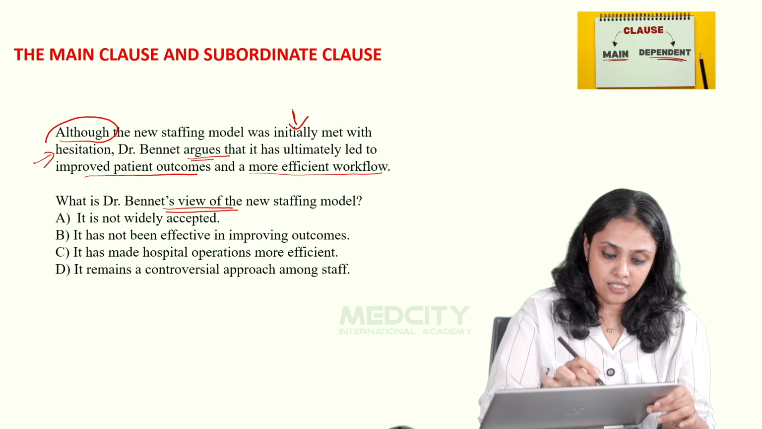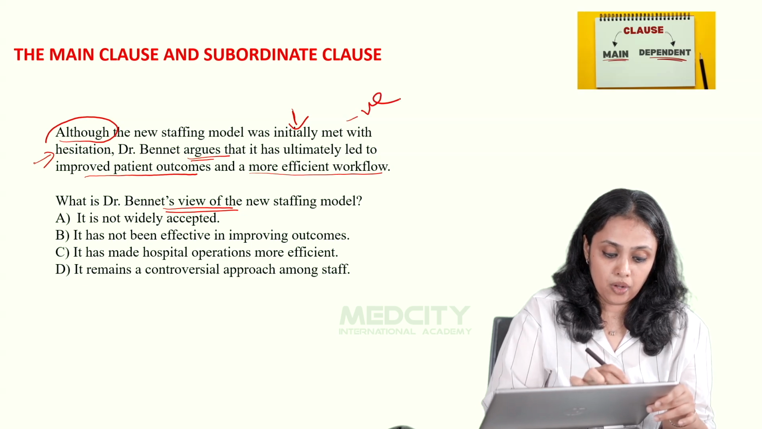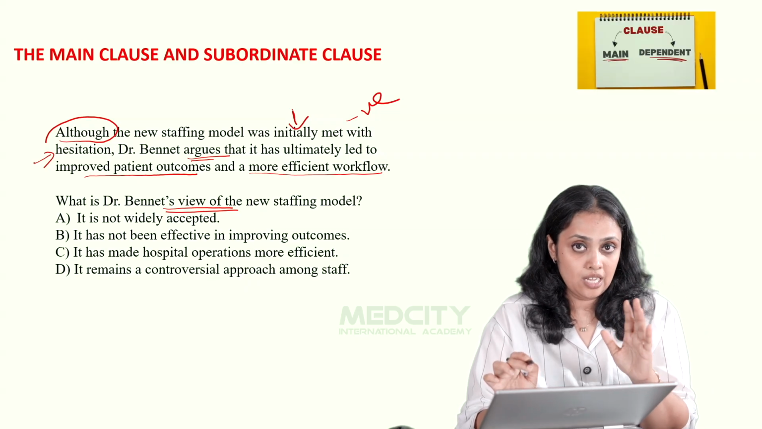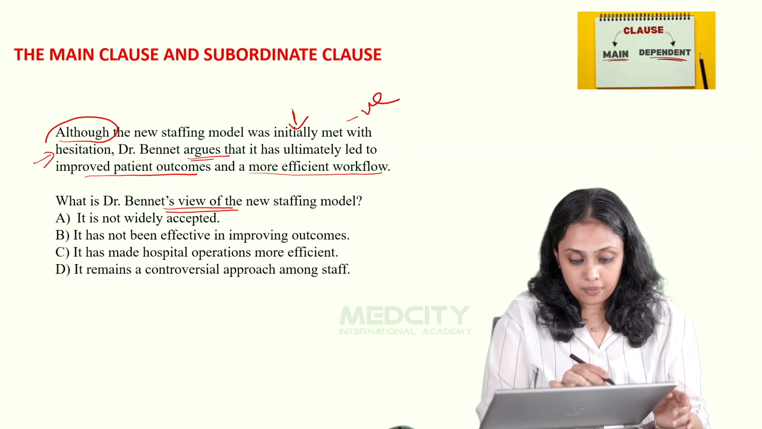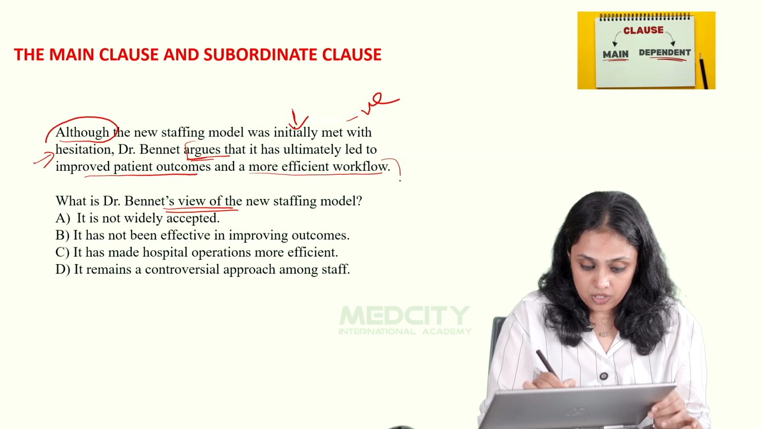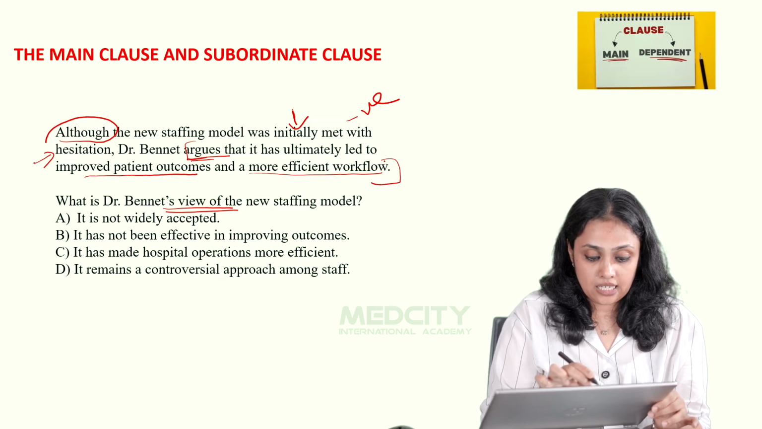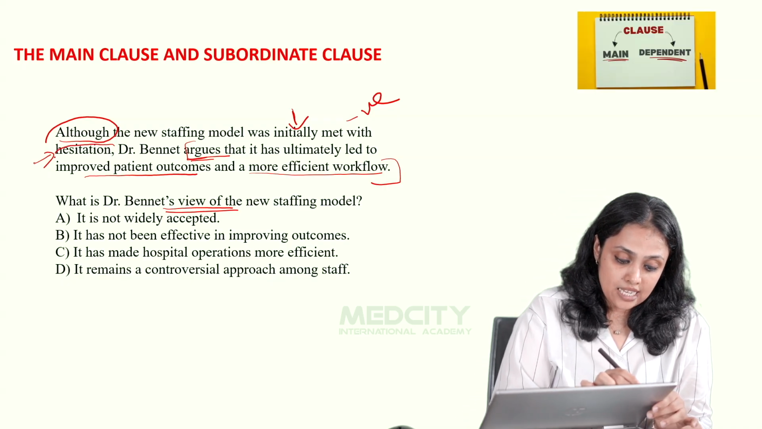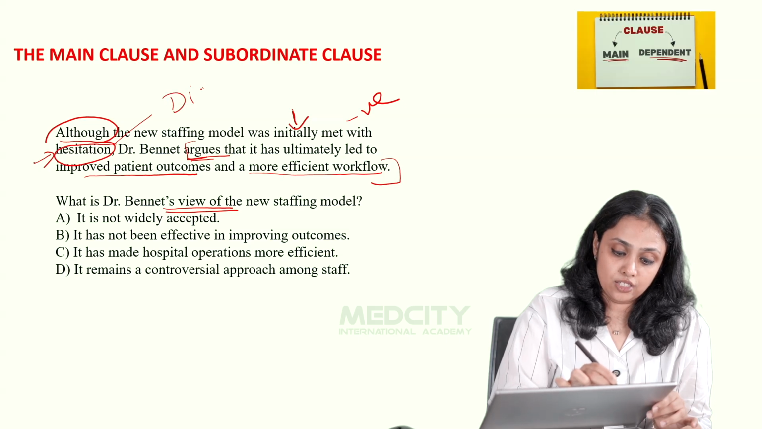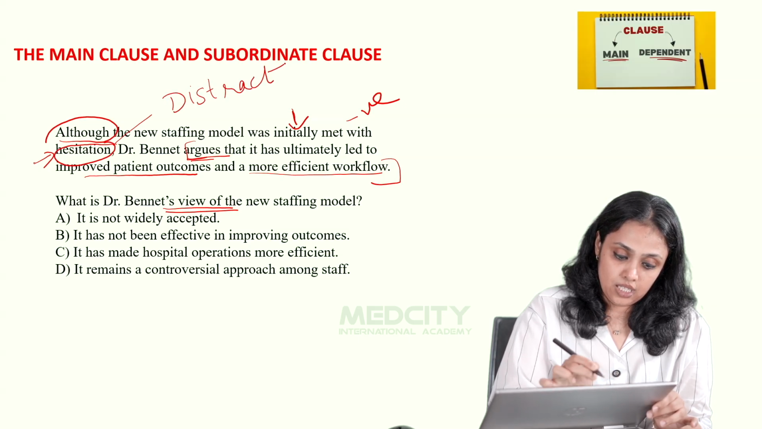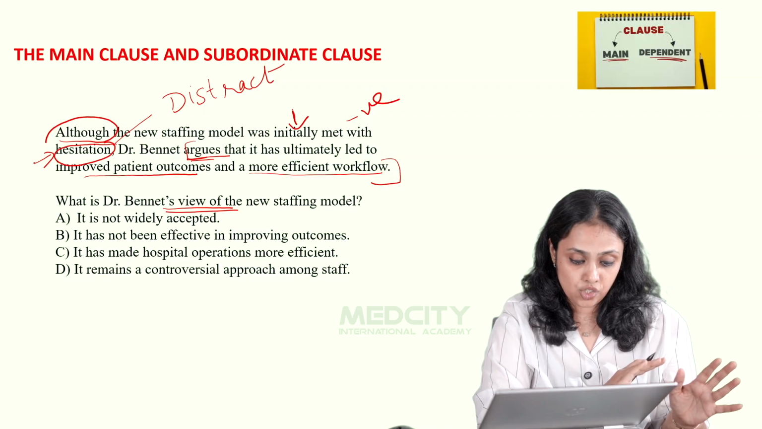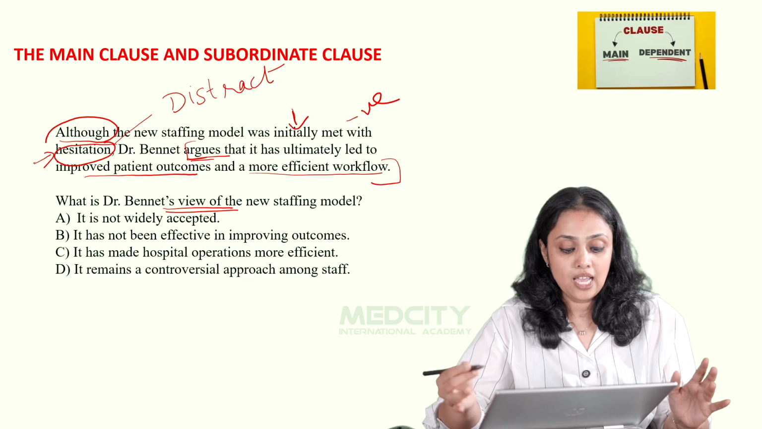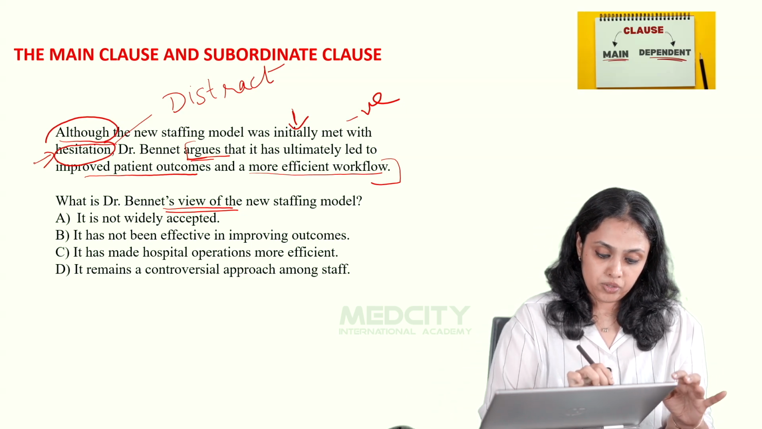So initially they have said a negative aspect, that is they have talked about the hesitation. But what does Dr. Bennett say? That even though initially it was met with hesitation, that's a negative aspect, the part that follows is a positive thing. Ultimately, it has led to improved patient outcomes and more efficient workflow. So the word hesitation is just given to distract you. Despite the initial hesitation, ultimately this new staffing model has improved patient outcomes and a more efficient workflow. Let's look at the options and figure out the right answer.